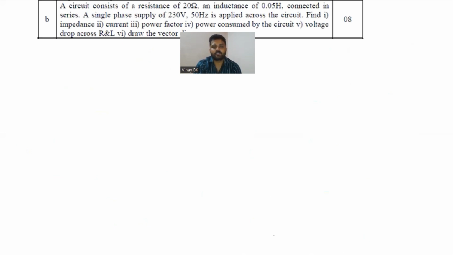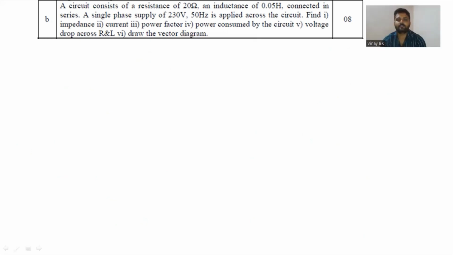A circuit consists of a resistance of 20 ohm and an inductance of 0.05 Henry connected in series, with a single phase supply of 230 volts, 50 hertz. They ask you to find the impedance, current, power factor, power consumed by the circuit, and drop across R and L, and to draw the phasor diagram. Till the fifth point everybody will do, but many of you are confused about drawing the vector diagram. Nothing to worry, I'll tell you how to draw the vector diagram.